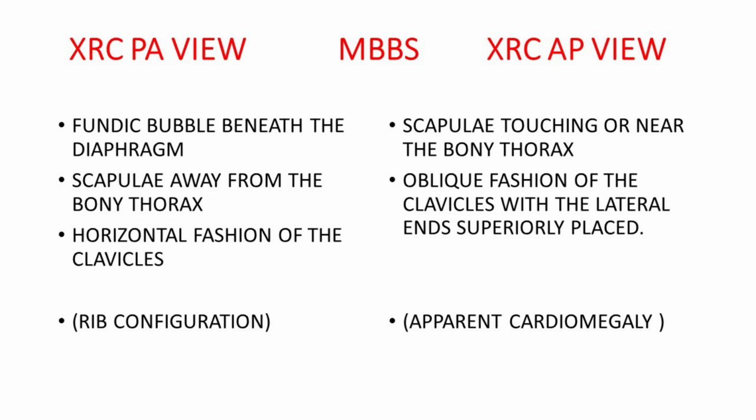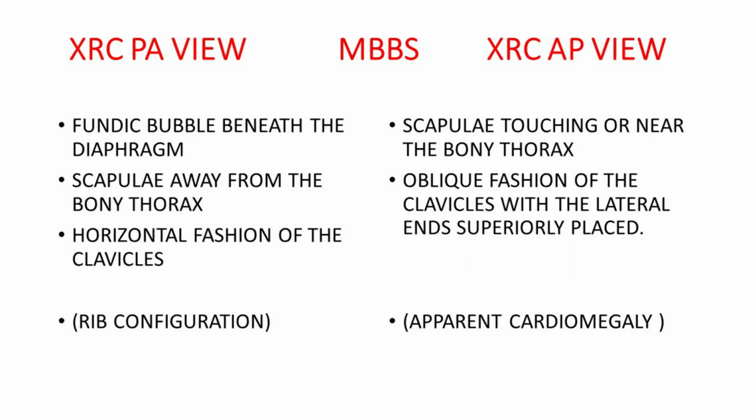In the X-ray chest PA view, the first and easiest sign is an air fluid level in the fundus beneath the left diaphragm. This, I think, everybody knows. The second is the horizontal position of the clavicles in PA view. And the third is to have the scapulae away from the rib cage.